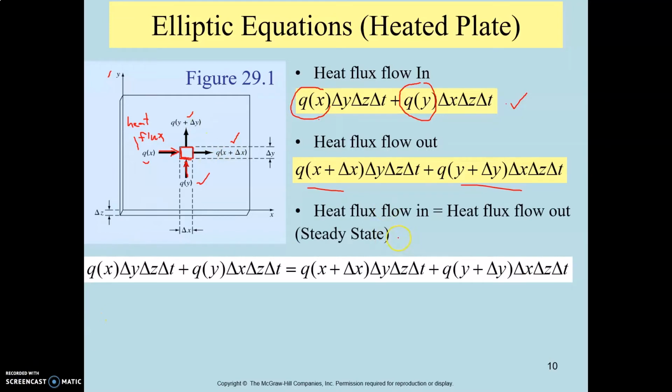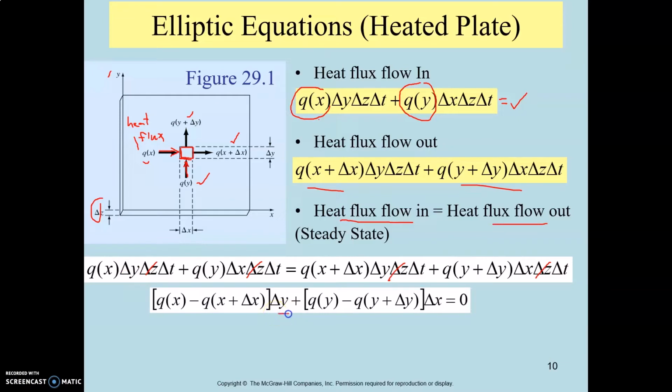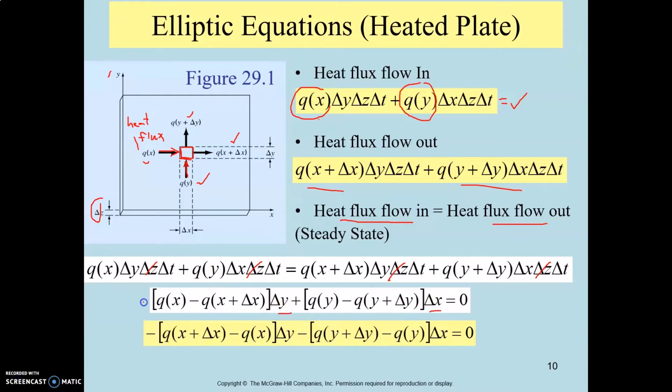Over time, it will reach the steady state condition, which means the heat flux flowing in must be equal to the heat flux flowing out. So in this case, we set this equal to the equation here, and we find that delta z, which is the thickness, can be cancelled out. Then we collect the terms for delta y and delta x, multiply by negative, and we get this equation.